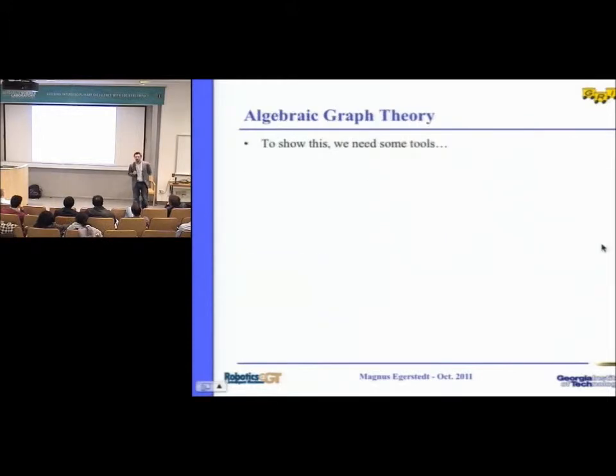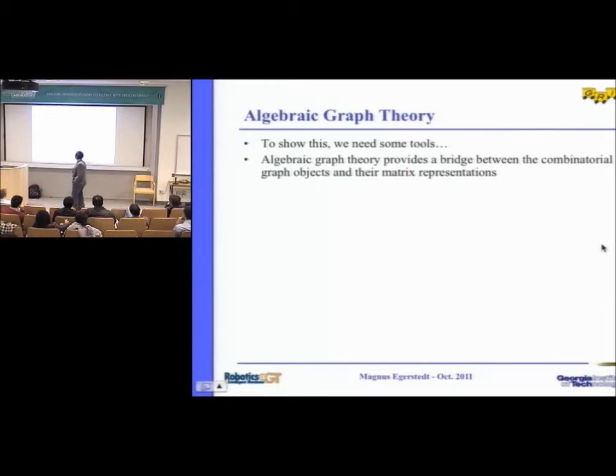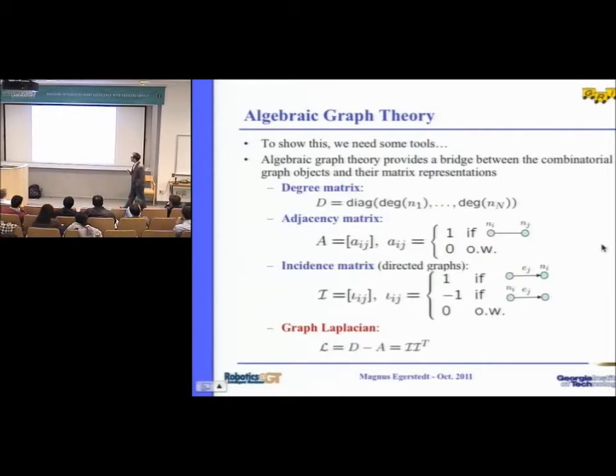So how do we actually show this? Well, we need some tools, and the tools are found in algebraic graph theory. Whenever you say algebraic anything, what it means is that you're associating mathematical objects to the thing you're studying that you can manipulate algebraically: matrices. And for graphs, we have some standard matrices. You can take the degree of each node, which is the number of neighbors, and form a diagonal matrix known as the degree matrix. The adjacency matrix just basically encodes whether or not two nodes are neighbors.